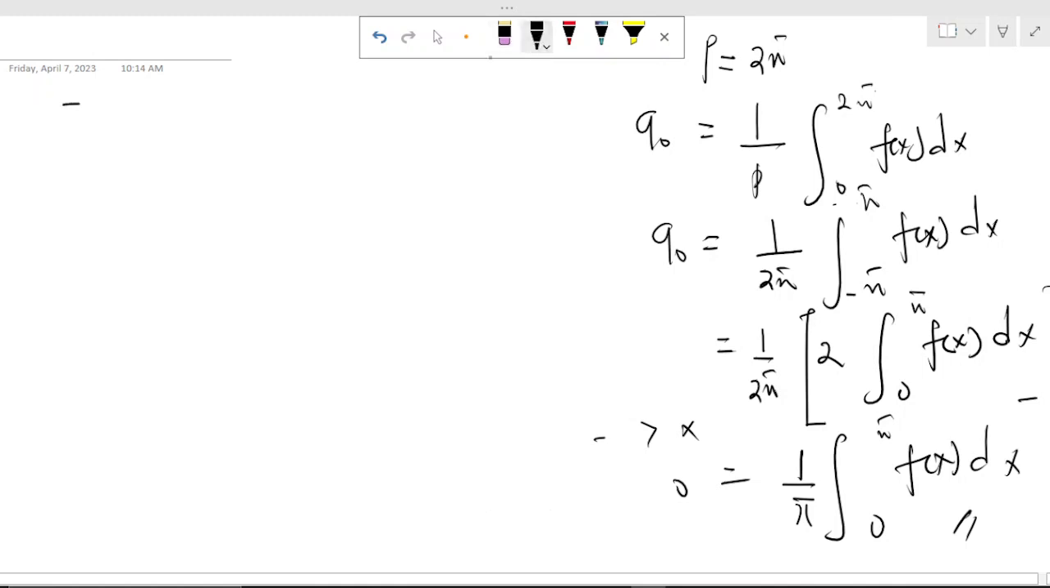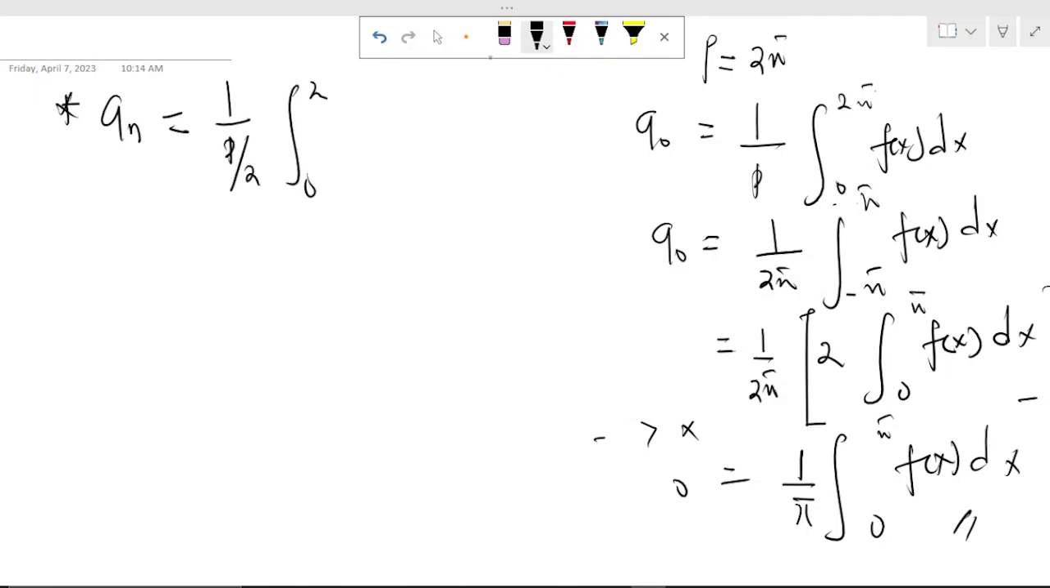Okay, now our an, similarly to our a naught, is usually 1 over the period over 2, going from 0 to 2 pi of f of x cos nx dx. Now, by default, cos x is even. And our f of x here for this scenario is also even. So an even function multiplied by an even function still gives us an even function.